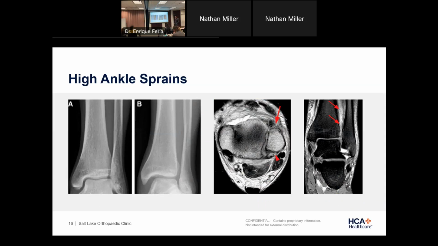This is just showing you an x-ray here on the left, A being an ankle that looks pretty normal, but then when you stress that ankle under x-ray, you can see how there's asymmetry of the ankle joint line that you can appreciate here. This looks nice and symmetric, but then when you stress the ankle you see how it gaps open here, and these two bones are starting to splay apart. That's indicative of an unstable high ankle sprain that needs surgery. And then on the right, just MRI images showing a more subtle high ankle sprain that, again, if it's unstable, it needs to be fixed.